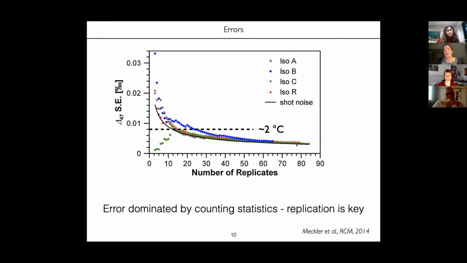At some point, adding more measurements doesn't really help us anymore, unfortunately. But this is both maybe a challenge, because we need lots of material and we need long measurement time, but it's also, of course, an opportunity, because we know that the error mainly comes from counting statistics. So if we have enough material and enough time, then we can beat down the error with replication. So I see this also a bit as a strength of the method.